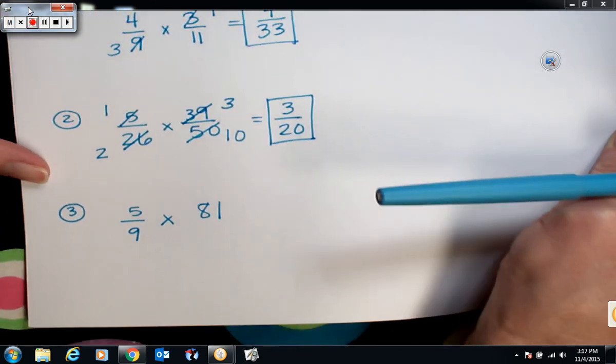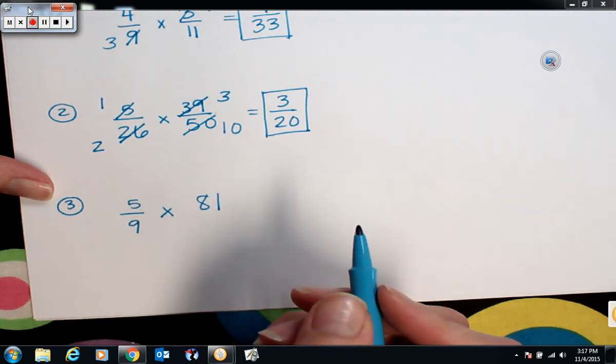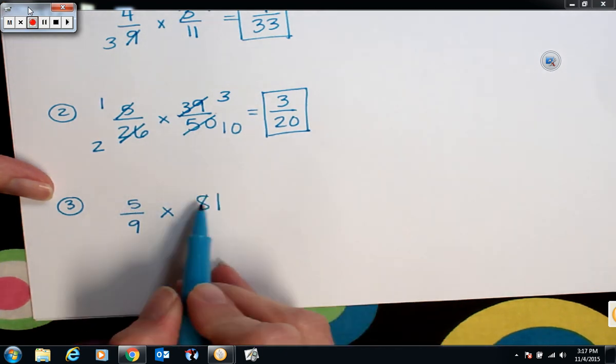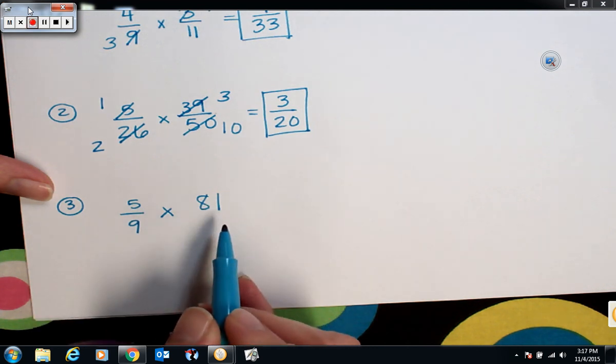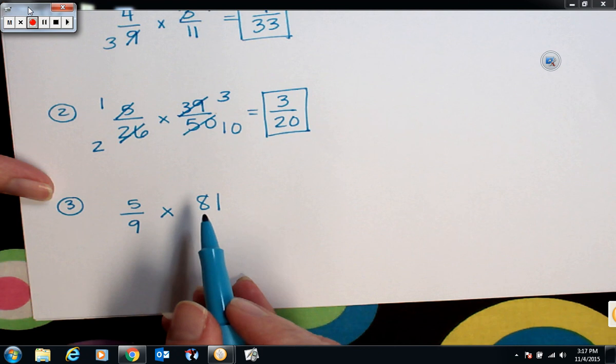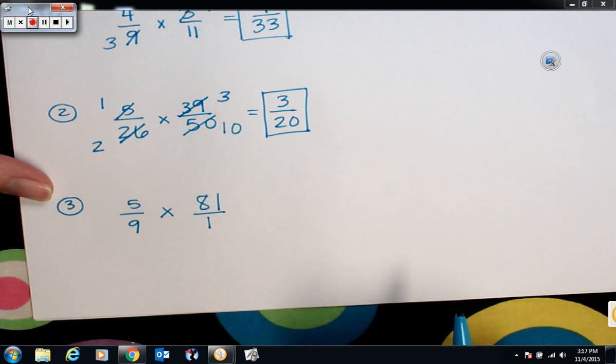Lastly, the third example we're going to do is if I have a fraction times a whole number, and I have to think, I'm going to multiply my numerators together and then my denominators together. But when I have a whole number, I don't have a numerator and denominator yet. So all I need to do is, remember, this is 81 wholes. So I'm going to put a 1 underneath 81, and now I've turned my whole number into a fraction.